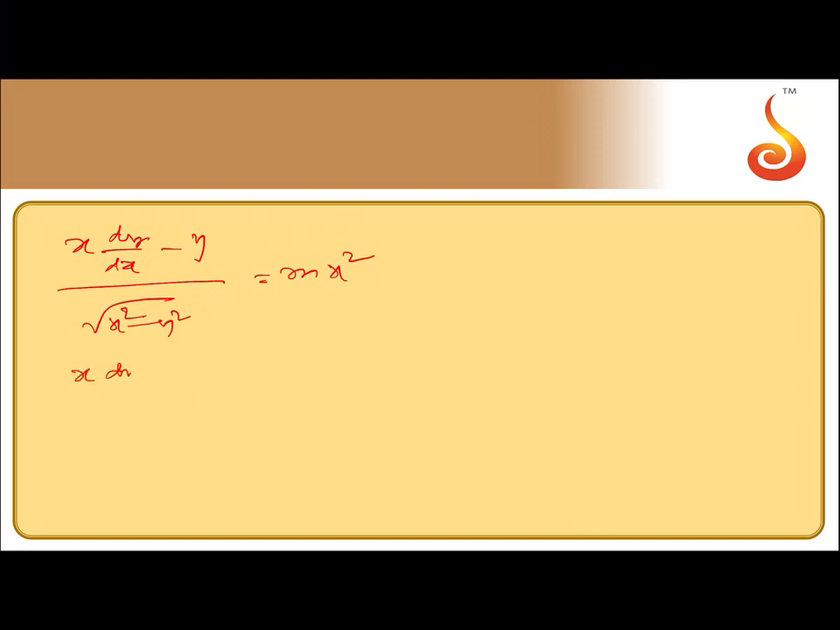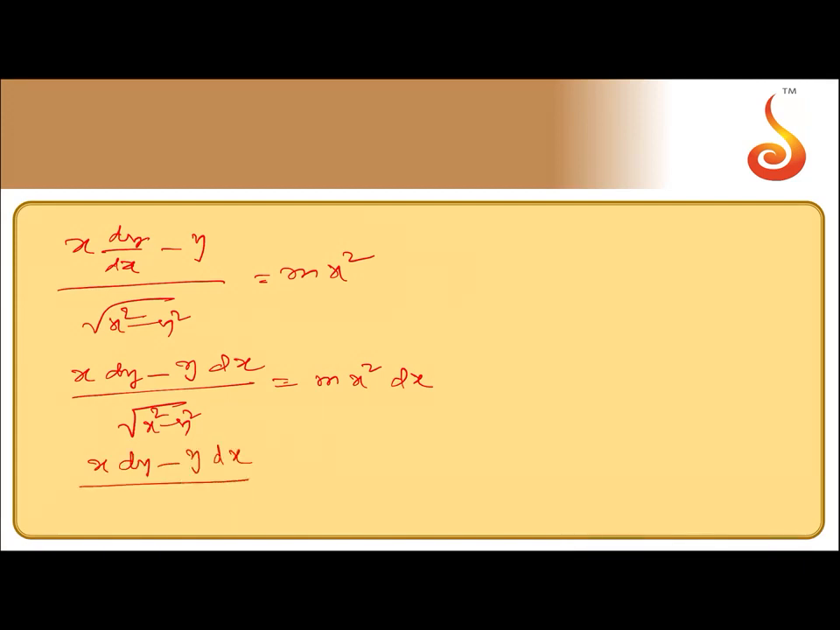Yes, I will rewrite it like this. x dy minus y dx divided by root of x square minus y square is equal to m x square dx. Why can't you divide by x square? Simplifying, this can be written as (x dy minus y dx) divided by x square, multiplied by, with x taken common, 1 divided by root of 1 minus (y by x) whole square.